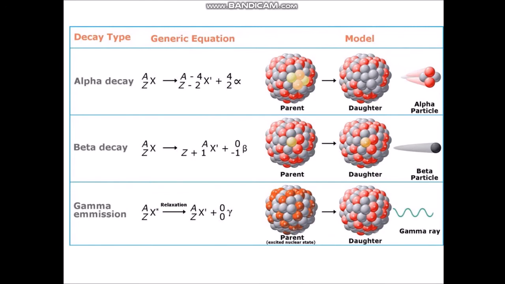Here in this table we can see clearly the different types of decay: the alpha decay, the beta decay, and the gamma emission or gamma decay. And here it's very clear. You can have a look at that. This model can help you understand the different types of radioactive rays.